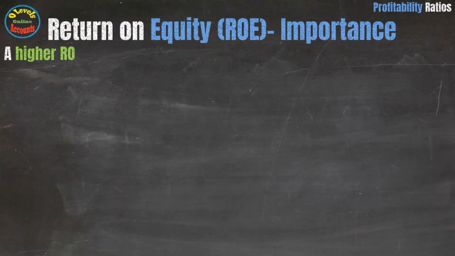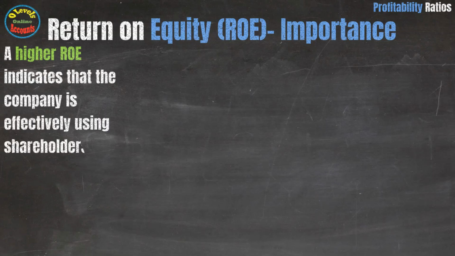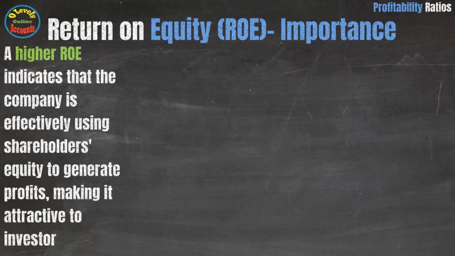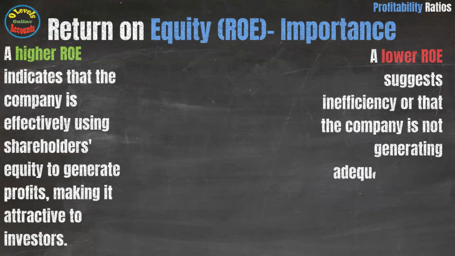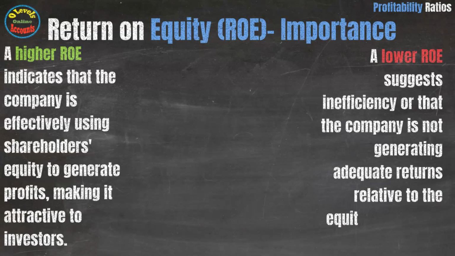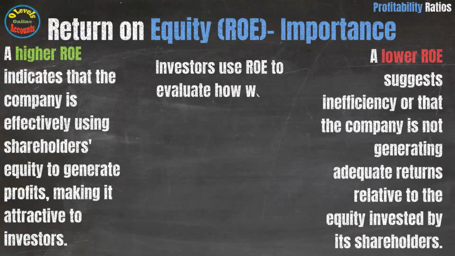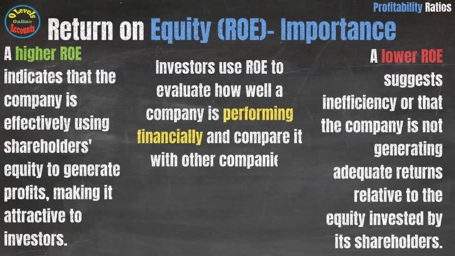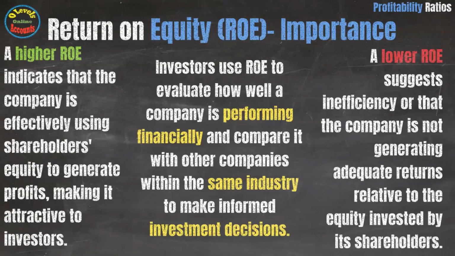A higher ROE indicates that the company is effectively using shareholders' equity to generate profits, making it attractive to investors. A lower ROE suggests inefficiency, or that the company is not generating adequate returns relative to the equity invested by its shareholders. Investors use ROE to evaluate how well a company is performing financially, and compare it with other companies within the same industry to make informed investment decisions.